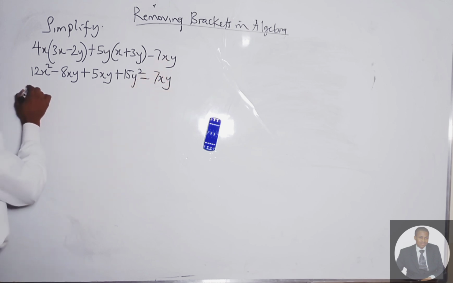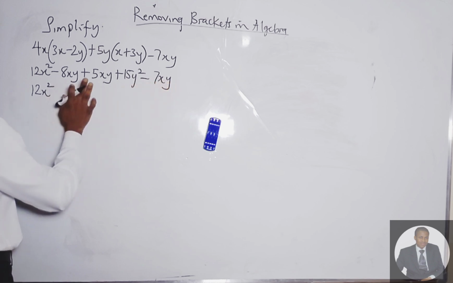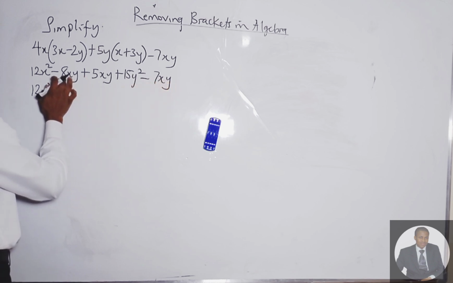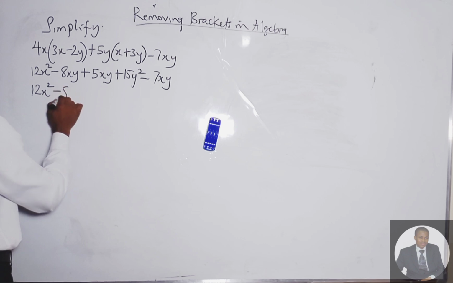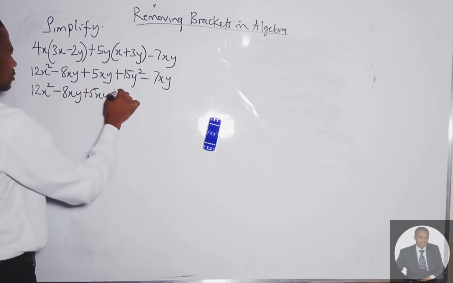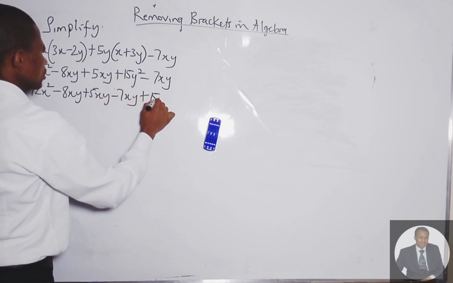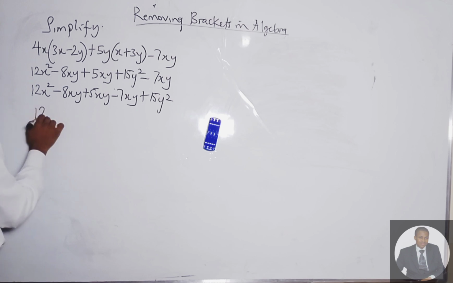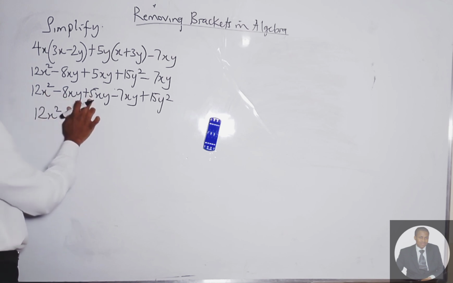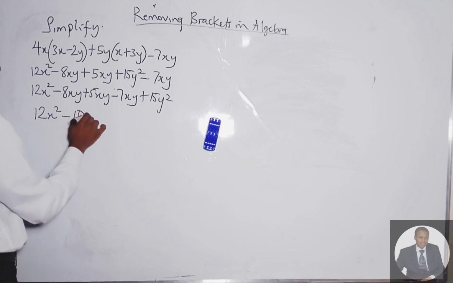Then we collect like terms. 12x squared, there's no other x squared, so we leave that. Then we collect like terms for xy, the terms that have xy. Then we are left with 15y squared. So 12x squared, minus 8 plus 5, that's minus 3. Minus 3 minus 7, that will be minus 10xy.